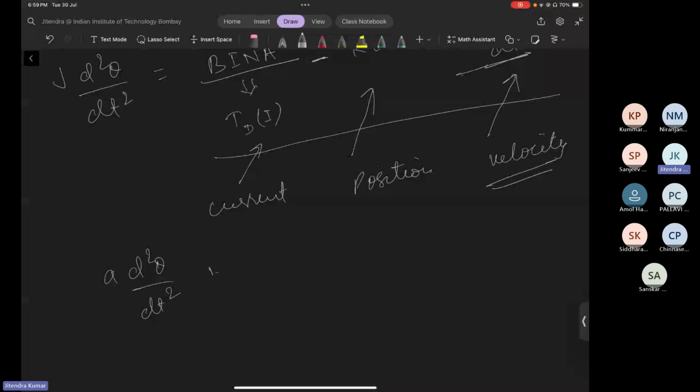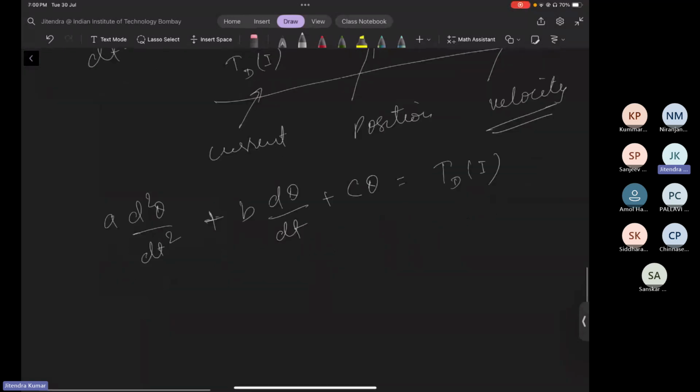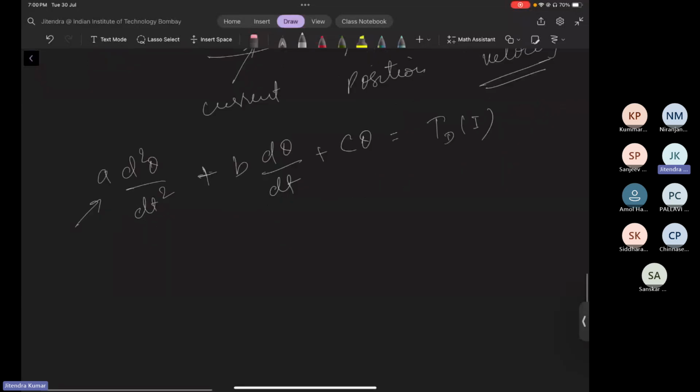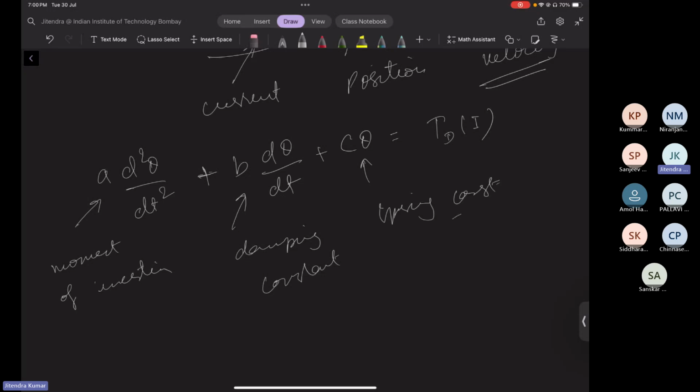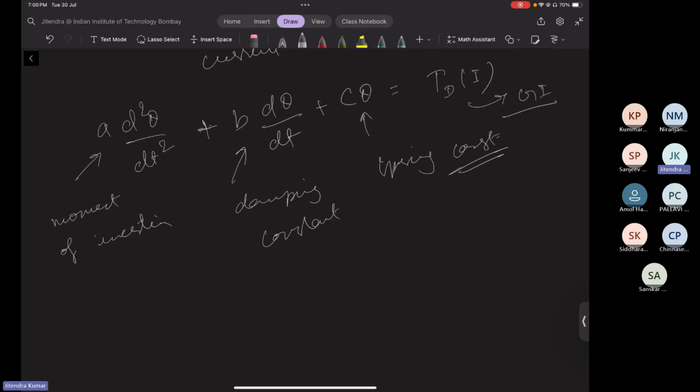So the standard equation is a d square theta by dt square plus b d theta by dt plus c theta is equal to Td of I, the deflection torque. Here a is the moment of inertia, b is the damping constant, and c is the spring constant. Sometimes Td you can write as ZI, if it is given in this form, so you can calculate.